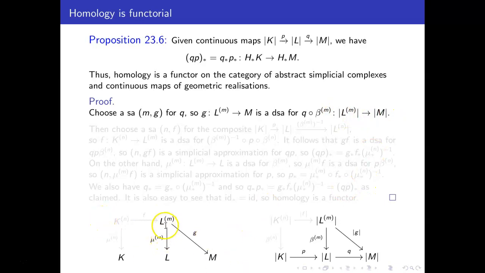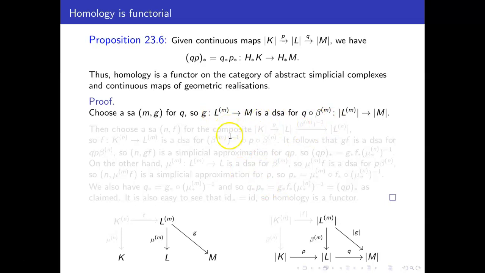So all this can be displayed down here. The left-hand diagram is a diagram of abstract simplicial complexes and simplicial maps. The right-hand diagram is a diagram of topological spaces and continuous maps. So here's the P and the Q that we were originally given. Here's our beta bracket M, a homeomorphism from mod L bracket M to mod L. And the idea is that G here is a direct simplicial approximation for this composite here. So in particular, the geometric realization of G is homotopic to the composite Q composed with beta bracket M. Okay, so that's what we do for Q and G.